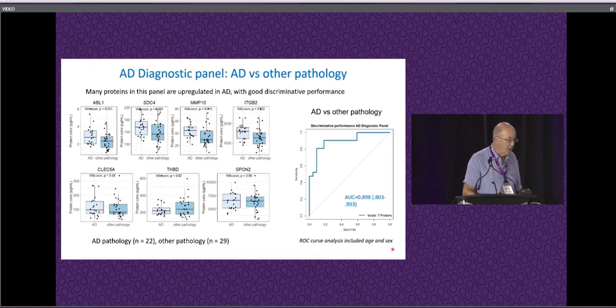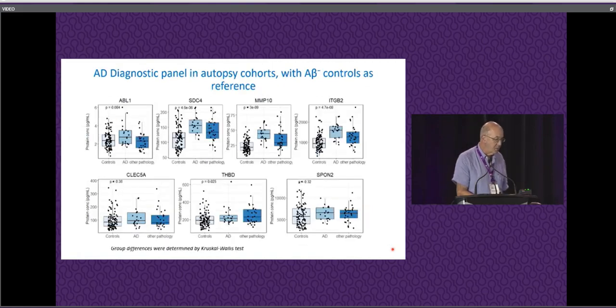This was an initial comparison of AD versus other pathology. And one can see here that many proteins in this panel are upregulated in AD, and there was pretty good discriminative performance. ITGB2 would be one of them that looked as though there was quite a lot of promise. But what's interesting here is, what about the normals?